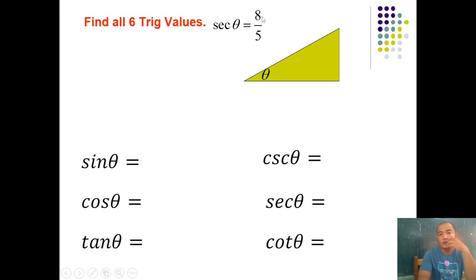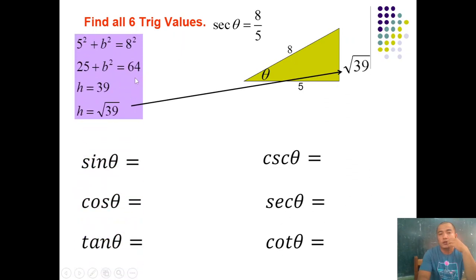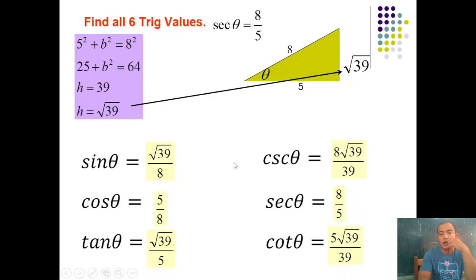So that means hypotenuse over adjacent side. Yan, 8 over 5. So let us solve for the opposite side. Pythagorean theorem, 64 minus 25 is 39. So square root of 39 yun. Sine theta is square root of 39 over 8.